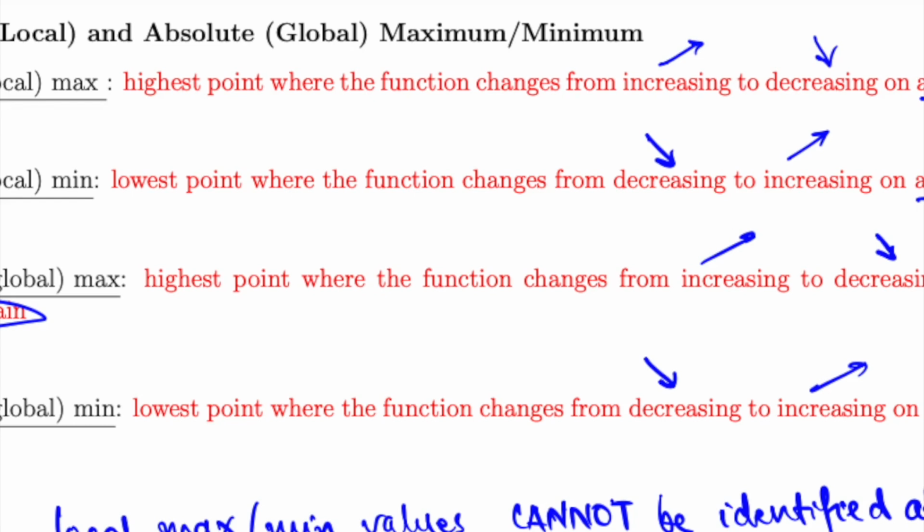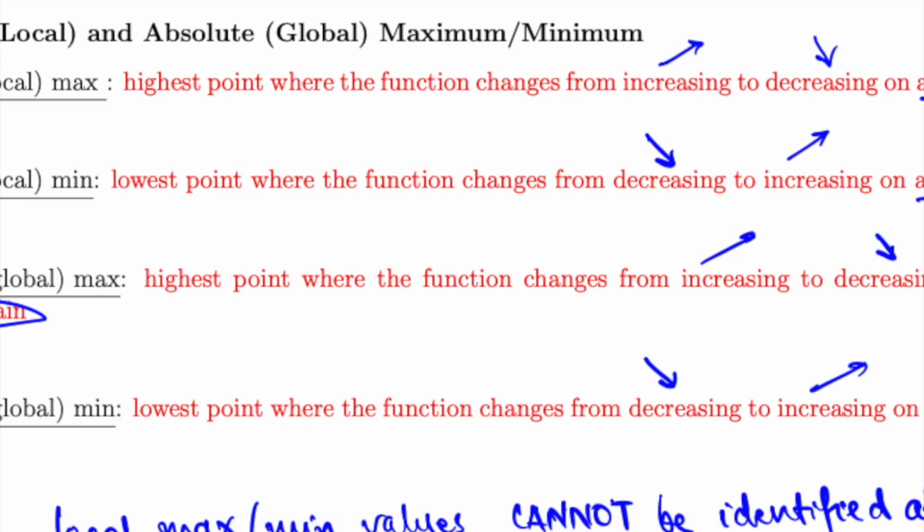When you look at absolute or global maximum and absolute or global minimum, the definition is very similar to the case of local max or local min. The difference is that you need to consider this point on the entire domain. So here are the definitions. The absolute or global maximum is the highest point where the function changes from increasing to decreasing on the whole domain. That's the difference between absolute maximum and relative maximum. Similarly, the absolute minimum is the lowest point where the function changes from decreasing to increasing on the whole domain.